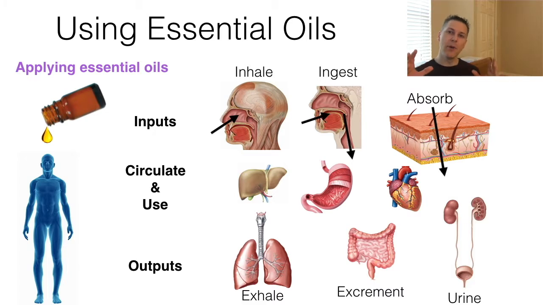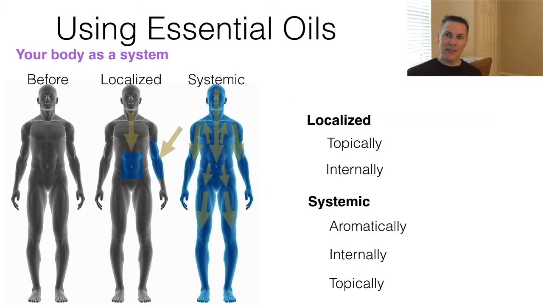Think of your body as a box with inputs and outputs. You get the big picture and the idea behind the application. To get it into you, you can breathe it in, you can eat it, you can absorb it through the skin. To get it out of you, it goes out through your exhale, your excrement or your urine. And in between, hopefully, it's done its job. It usually doesn't leave your system until it's metabolized, and that can take between 4 to 6 hours in a normal, healthy body. So let's look at how it works in a normal body.